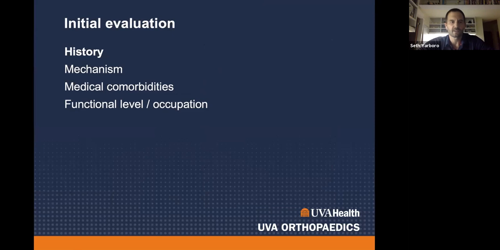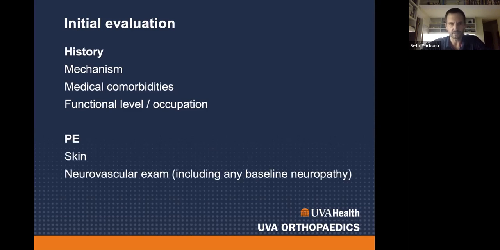So when I get a call about an ankle fracture, the things I really want to know, usually age is in the one-liner. That's nice to know. Mechanism, how does it happen? You may have a lot of insight from the mechanism based on the x-ray. Medical comorbidities, so what are we going to be up against if this patient needs surgery? And then functional level or their occupation. So is this a high-functioning person, somebody that has specific athletic pursuits? What's their job? What are they trying to get back to?